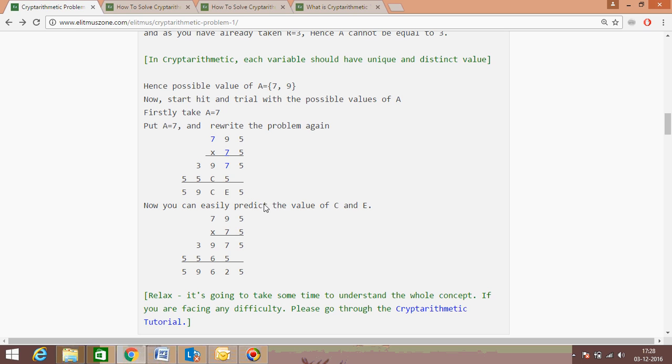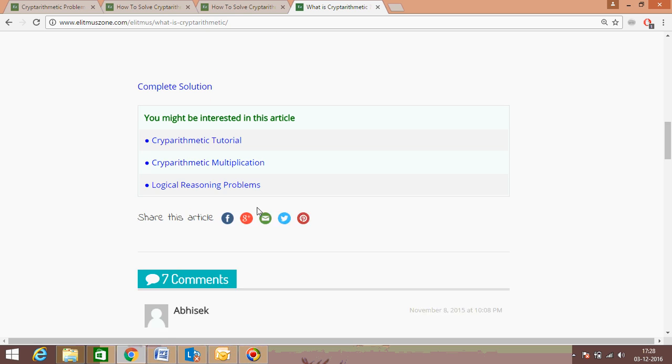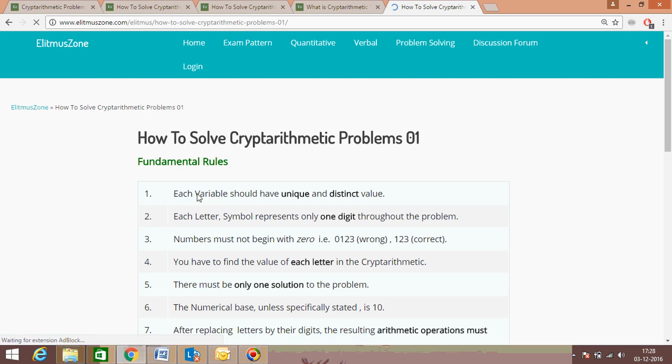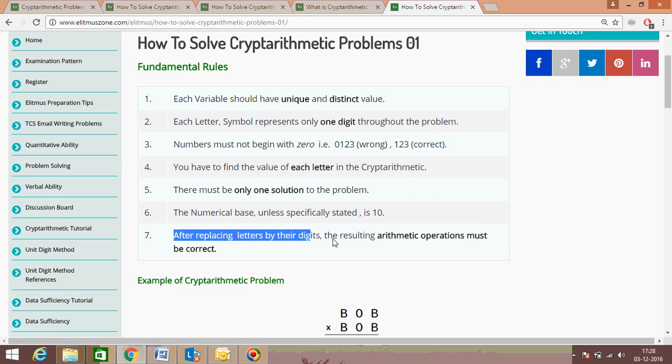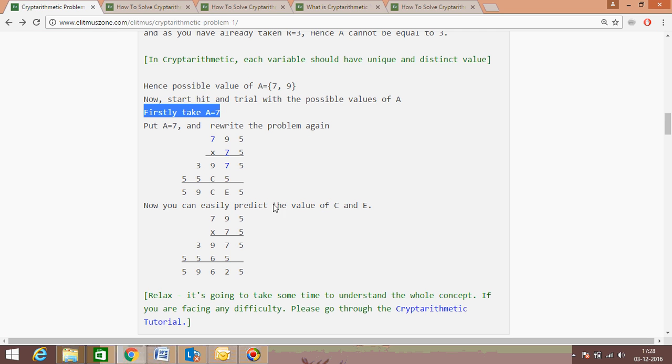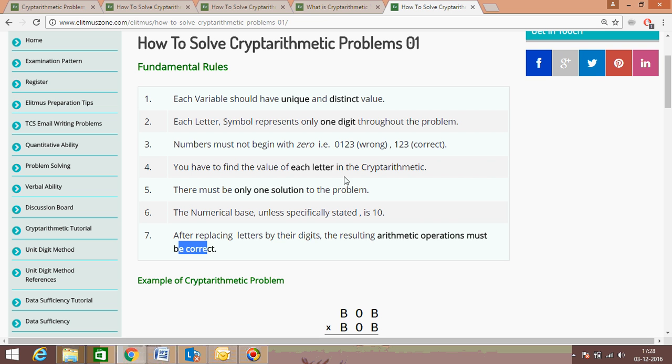Now you can easily predict the values of C and E. The value of E will be 2, and the value of C is 6. After putting A is equal to 7, you have to check the last step. You have to check whether, after replacing the letters by their digits, the resulting arithmetic operations are correct. It should not be like the value of A is coming as 7 at one point, and you are getting A equal to 3 or A equal to 5 at another point. So you just have to cross verify whether it satisfies all these rules.